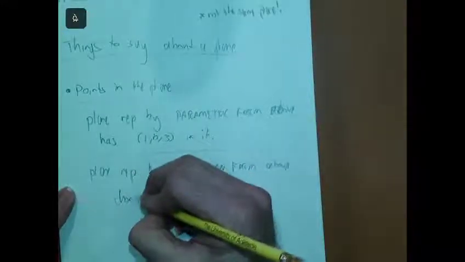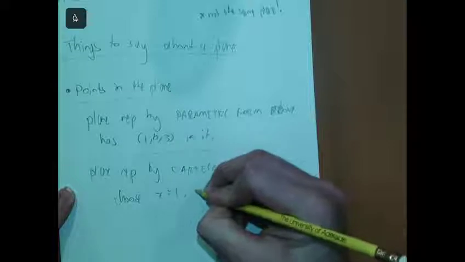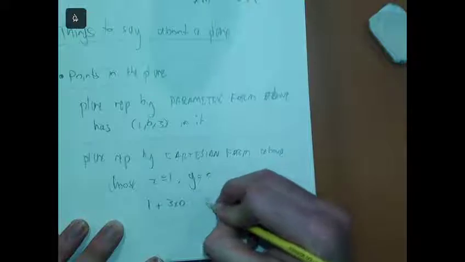Okay, the plane represented by the Cartesian form above, that's a bit harder. The usual way is to say, well, let's just choose, you know, x equals 1 and y equals 0, say. Doesn't matter what you pick. And then you'll have 1 plus 3 times 0 minus 2 times z equals 7. And you can solve that to figure out what the z has to be.